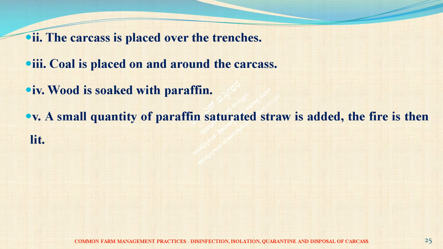Then coal is placed around the carcass so that a heap is formed. Then wood is soaked entirely in paraffin. A small quantity of paraffin-saturated straw is added and the fire is then lit. So this is the method of incineration.